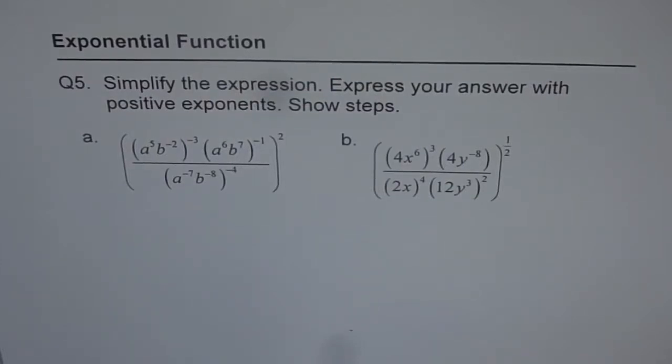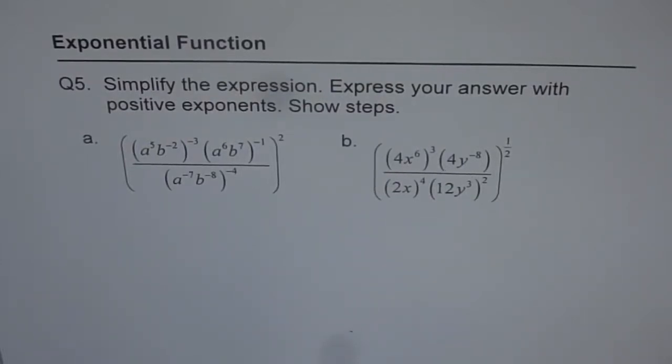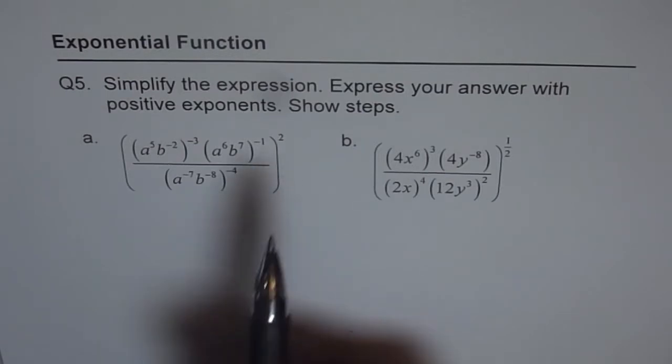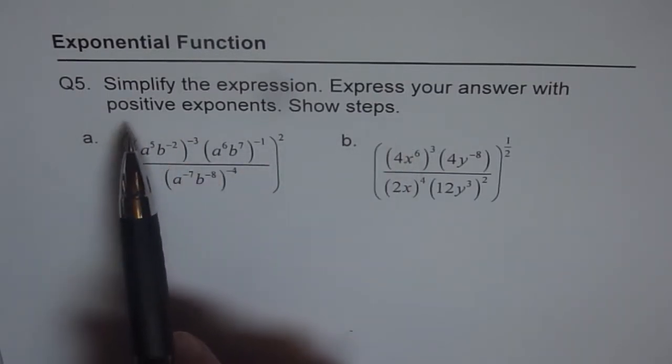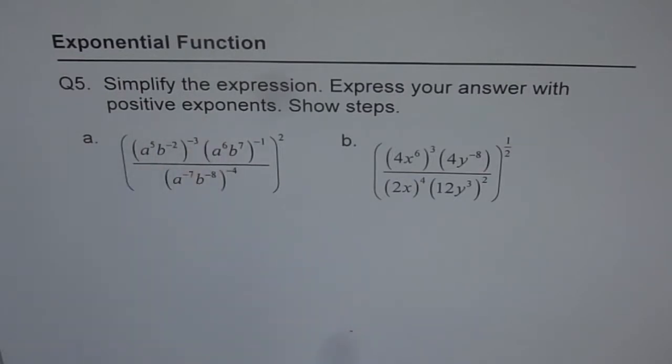Here is question number 5, and that is to simplify expressions with exponents. You have to apply the laws of exponents to simplify these expressions. The question is, simplify the expressions, express your answer with positive exponents, show steps. We've given you 2 of them here. So whatever you get at the end, remember, you need to write them with positive exponents. So copy the questions, write down your answer, and then check with my solution.